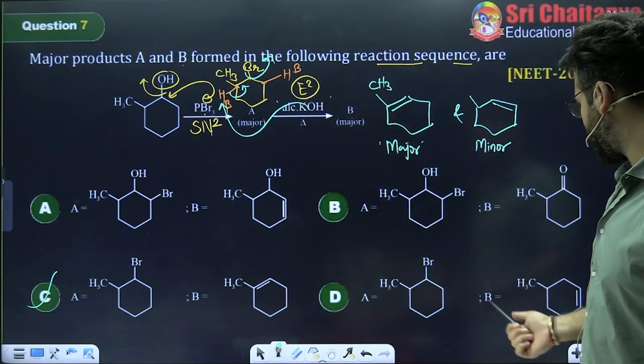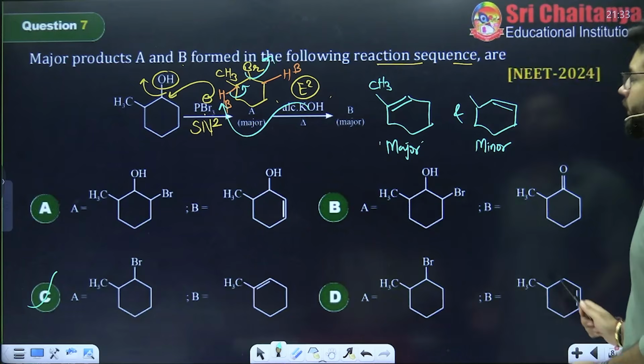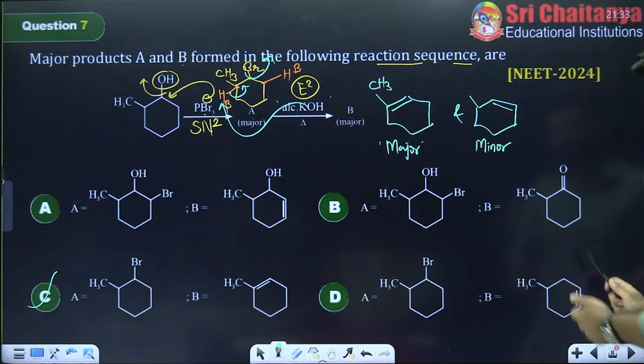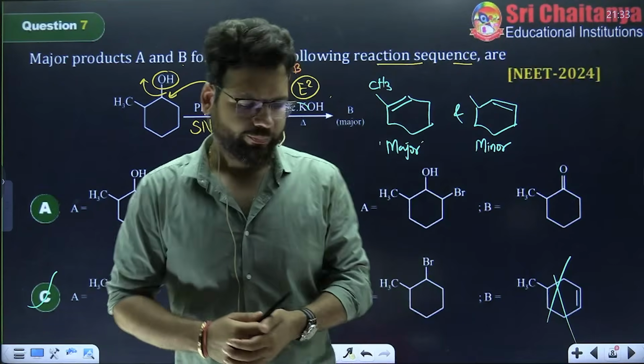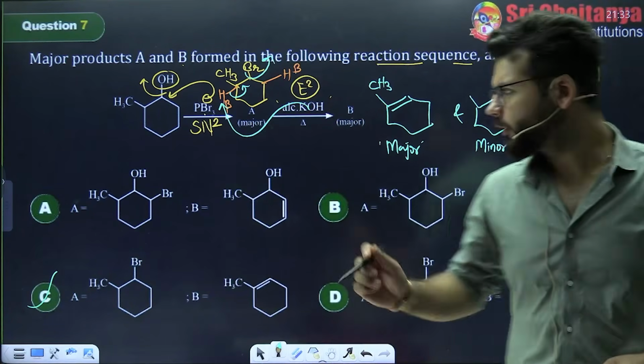The others are not correct ones. Here, this is the minor one, not even the minor one. This is not even a product. This is anyways a wrong product. This is the correct product, which is the major one, the ZZ product. Okay, I hope it is clear to everyone. Moving on to the next question.